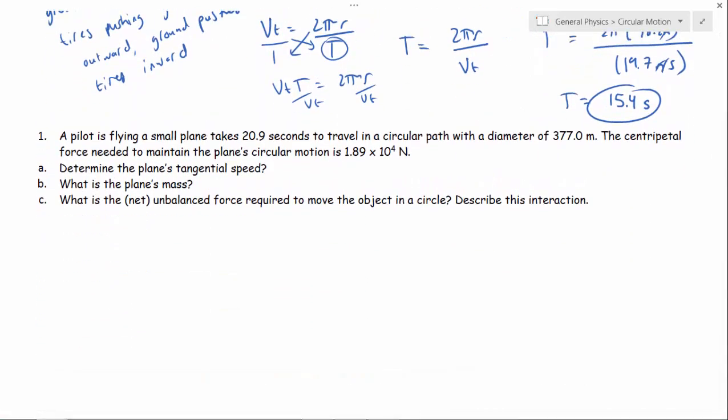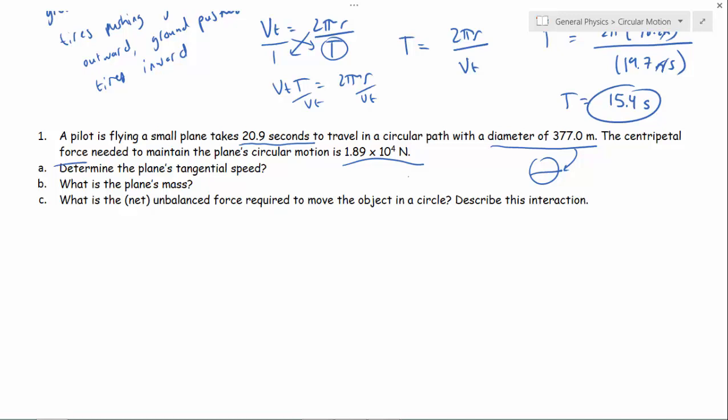The next example has a plane flying in a circle, and it says it takes 20.9 seconds to go in a circular path, and it gives me a diameter of the circle, 377 meters across. It says the centripetal force needed to maintain the plane's circular motion is 1.89 times 10 to the 4th newtons. It asks me to find the tangential speed of the plane and then to solve for the plane's mass based upon the information they've given me. In the last part, we're going to talk about the force that's involved.